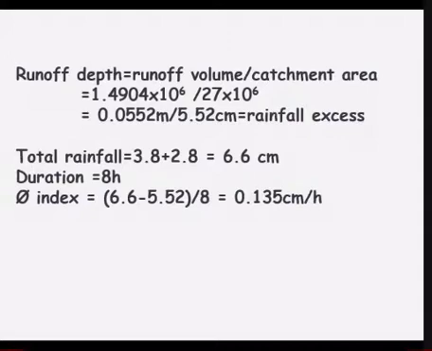The total rainfall will be 3.8 plus 2.8 equals 6.6 centimeters. The duration is 8 hours. So the Phi index is 6.6 minus 5.52 divided by 8. So you have 0.135 centimeter per hour.